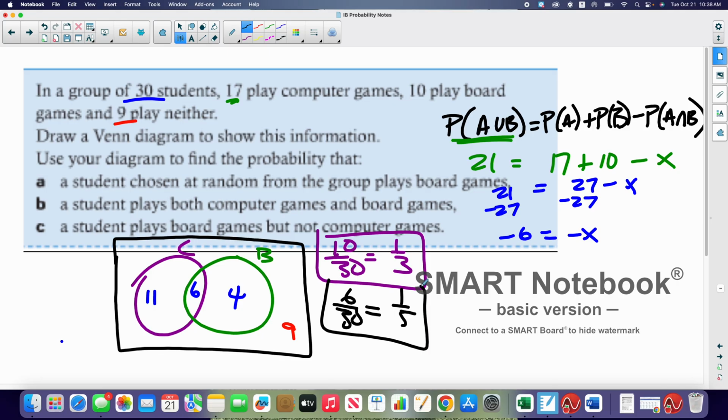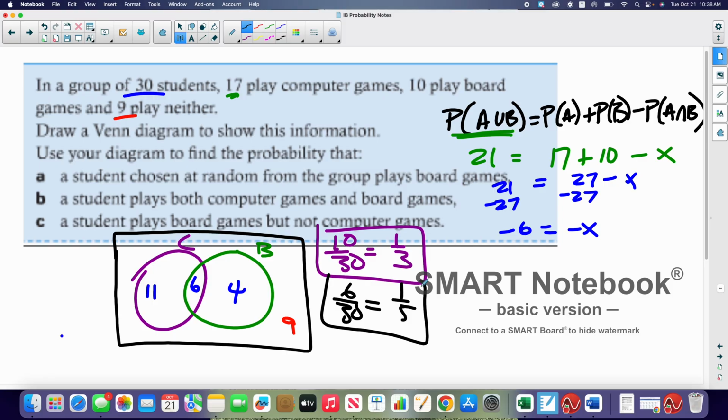Now, the very last one, what's the probability that a student plays board games but not computer games? 4 out of 30. That's the 4. The people that play board games but not computer games, those are those 4 right there. So 4 out of 30 or 2/15. Questions on that one? We all right? There's a lot of information I could get from that Venn diagram that's very helpful.